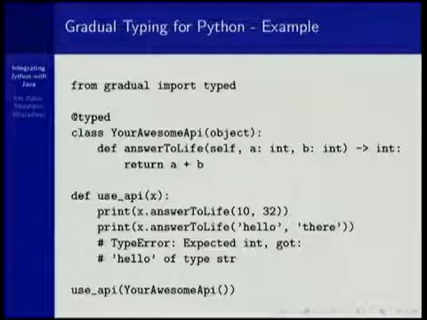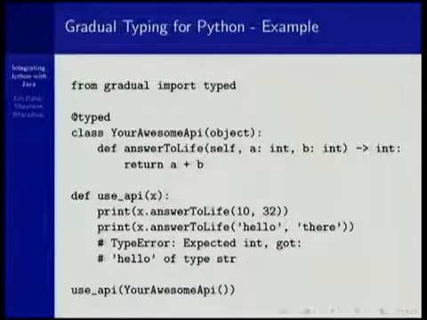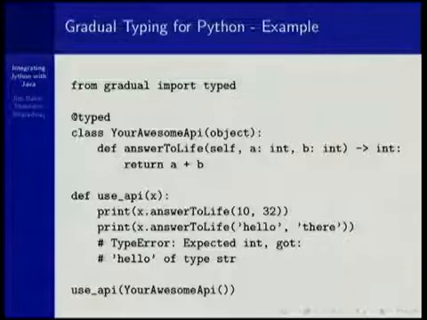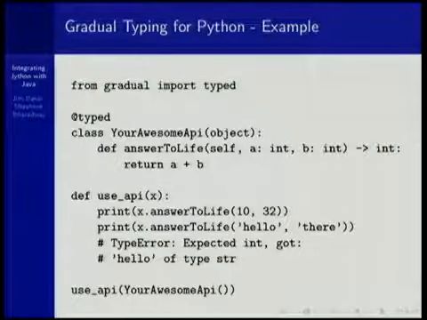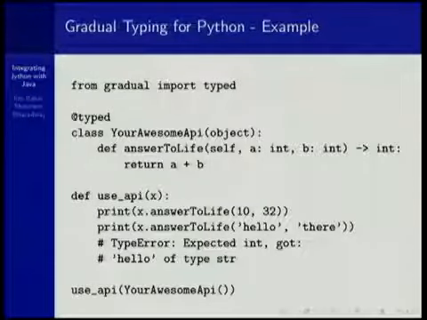So here's a very simple dumbed-down example. You have this from gradual import typed, and in your API, you would just annotate your API with @typed. Then you would use function annotations to say that the inputs have to be ints, and the return type has to be int. So the answer to life, A and B have to be int, and the return type of that function has to be int.